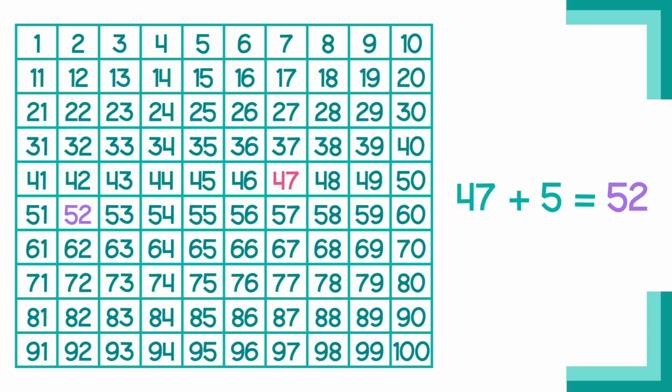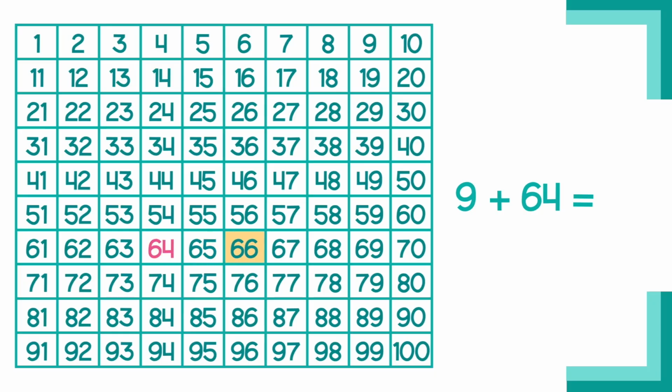Great! Let's try another one. Use the 100 chart to find 9 plus 64. We could start at 9 and add 64. But remember, we can add numbers in any order. Instead, let's start at 64 since it is the larger number. Here it is. Now let's add 9 by counting forward 9 times.